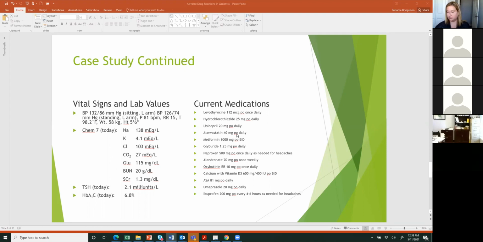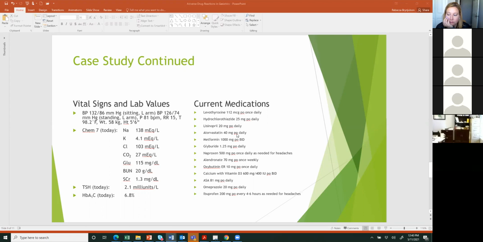Certainly we don't need to use a high intensity statin. That might put the patient more at risk for myalgias. She does have a few predisposing factors for myalgias. She has metabolic disease. She also is a female, which would increase her risk for myalgia. So using the lowest possible dose is most appropriate.